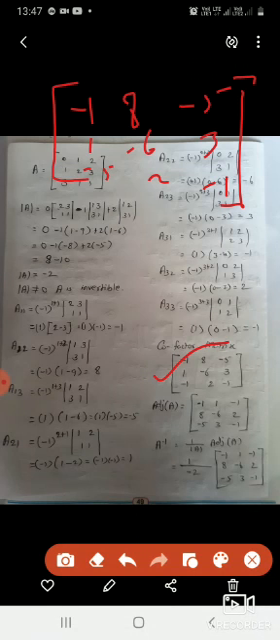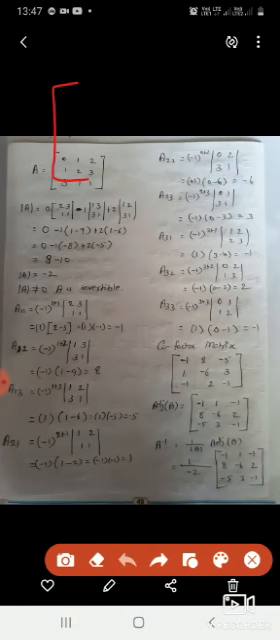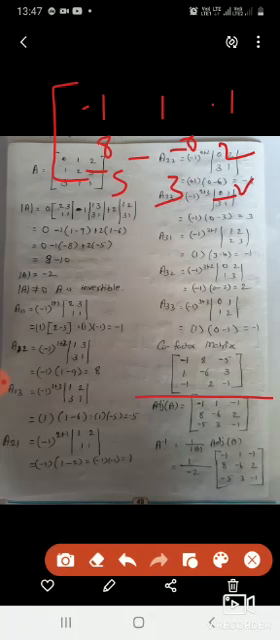This is the cofactor matrix. After writing the cofactor matrix, what is the adjoint? Adjoint means I should find the transpose of this matrix. Now adjoint: the first row will become the first column, that means minus 1, 8, minus 5. The second row will become the second column, 1, minus 6 and 3. Then minus 1, 2, minus 2. So that is the adjoint.